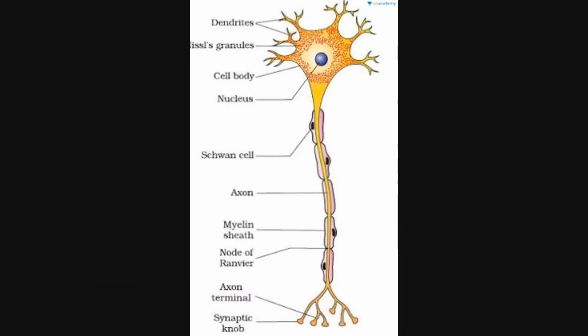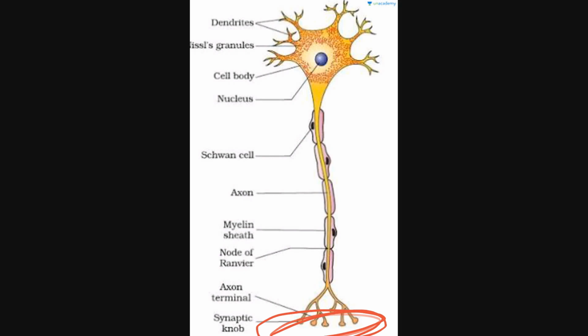In this slide we can see the diagram of a neuron, where we can differentiate the three parts of a neuron. From here to here it is called the cell body, this part is called the axon, and this area is called the dendrites. These are extensions of the cytoplasm, and in the cytoplasm there are small granules called Nissl granules. In the center of the cell body there is a nucleus. The extension of the cell body is called the axon, which undergoes several branchings and finally ends with the synaptic knobs.